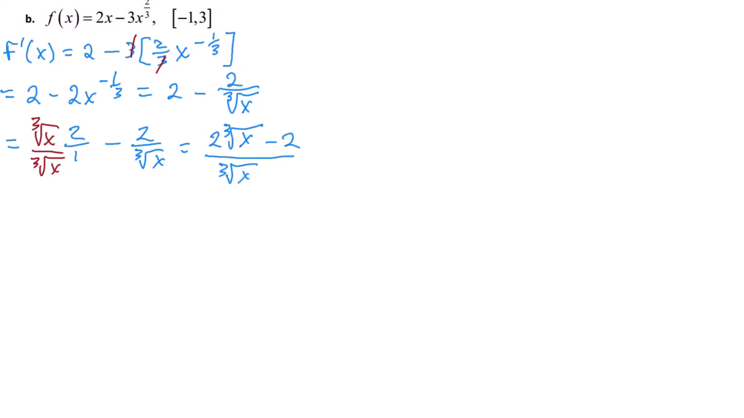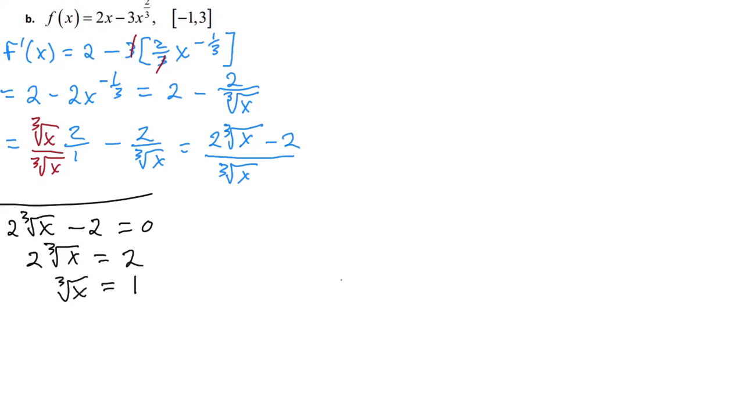Okay. I want to know where the numerator is 0. So I set it to 0. I start trying to solve for x here. And where is the cube root of x 1? Well, it's where x equals 1. So there's one of our critical numbers.